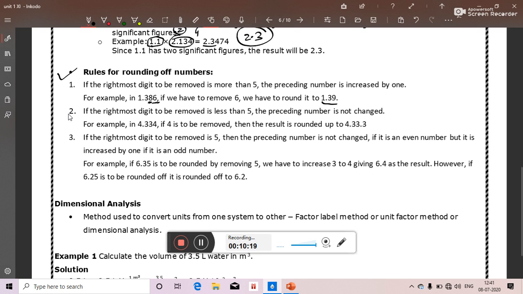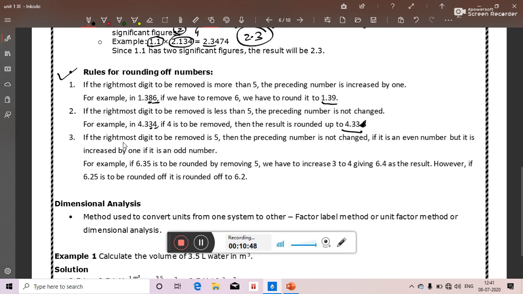Second rule. If the rightmost digit to be removed is less than 5, for example in 4.334 the rightmost digit is 4, so that means it is less than 5, then in that case the preceding number, that means the second last digit, is not changed. It is kept unchanged. So 4.334 will become 4.33. So our answer will be 4.33.